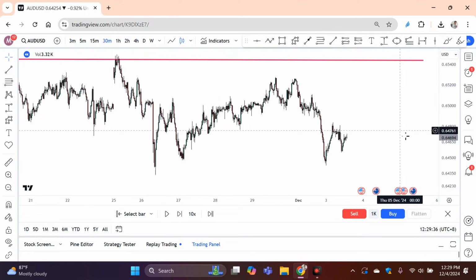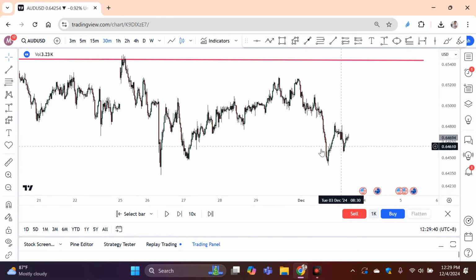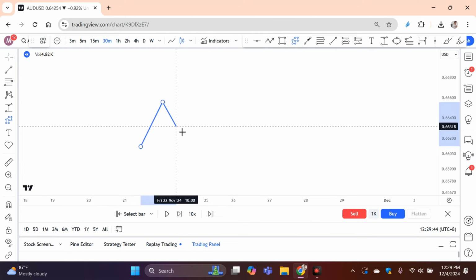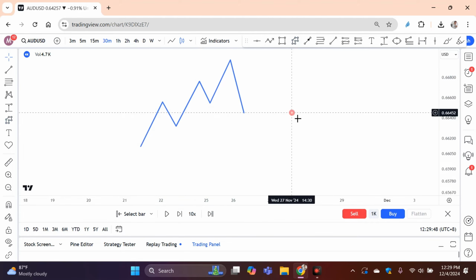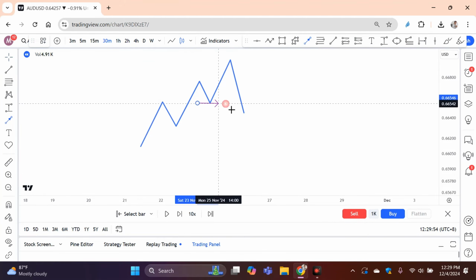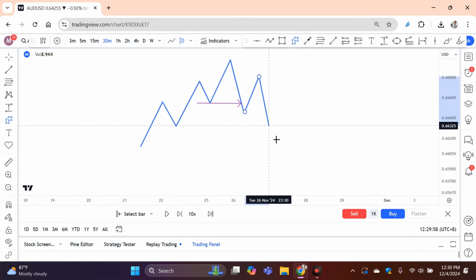Some people may know what a QML is, some people may not. Now, let me share with you. QML is a structure where the price goes in an uptrend, and then suddenly there is a break of structure in the inner structure or lower time frame structure, and you're expecting some pullback at a certain point, and then before it drops.